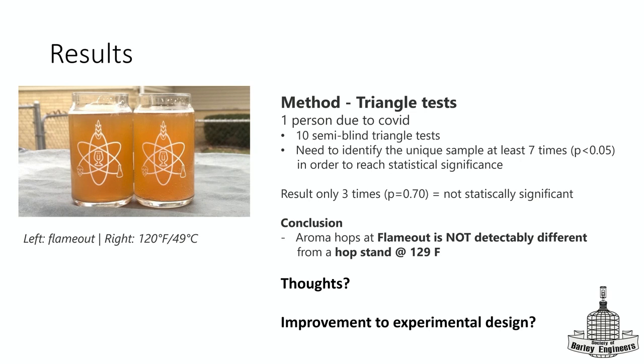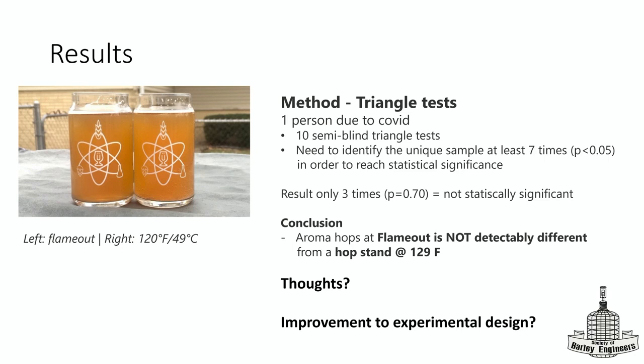And so then at the end, of course, they have results. And oftentimes they'll show you side-by-side pictures. So on the left is the flameout, the right is the 120. In this case, I don't know that we would expect to see any differences, but they'll also talk about how they carbonated it and things like that. And then, of course, the way they're supposed to do this is triangle tests.